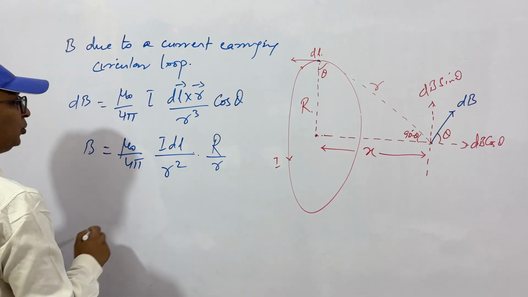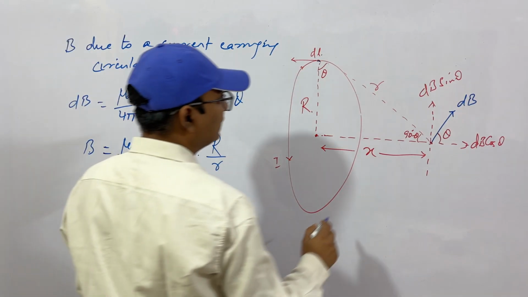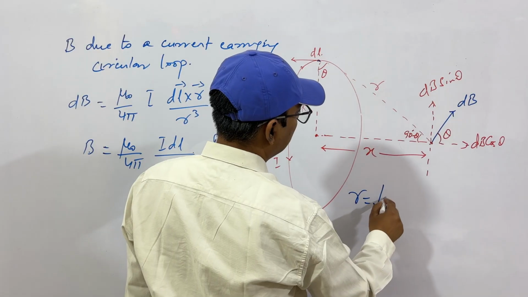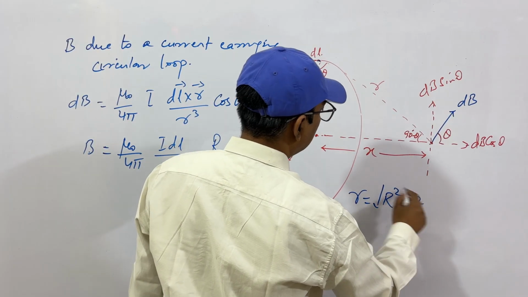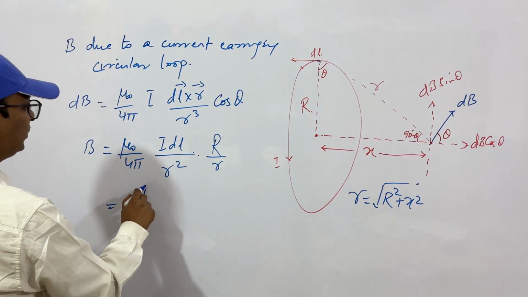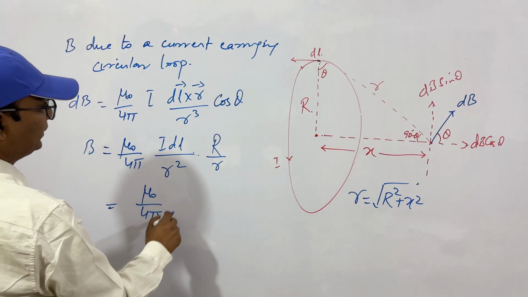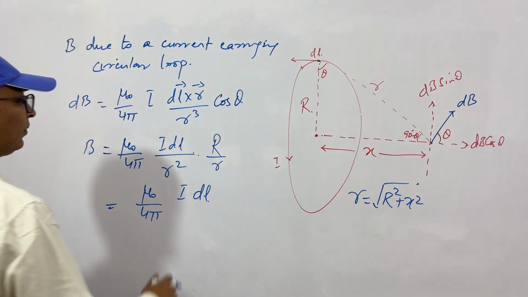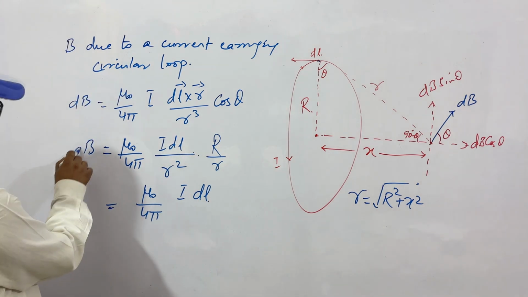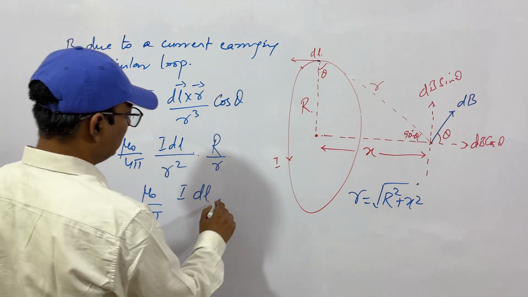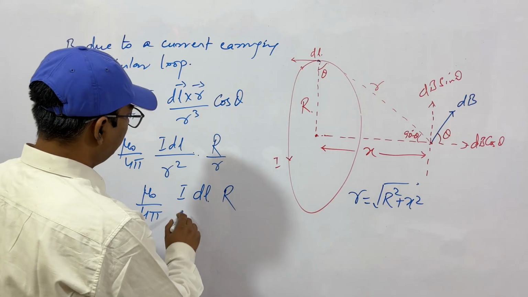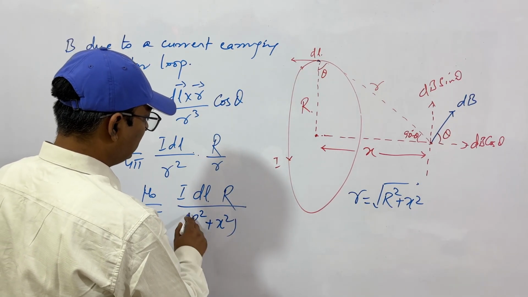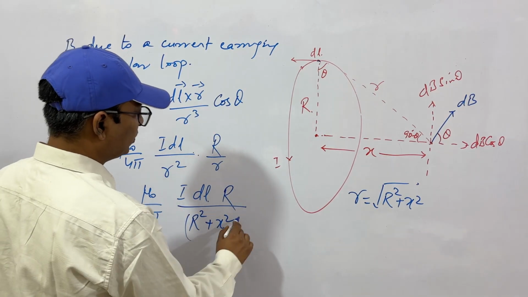So this is r by r cube, and let's see what is r. We must understand what is r. R is under root r square plus x square. So what do we get? We get mu 0 by 4 pi I into dl by, this will be dB. So I dl r by r cube, and r cube will be r square plus x square to the power 3 by 2.